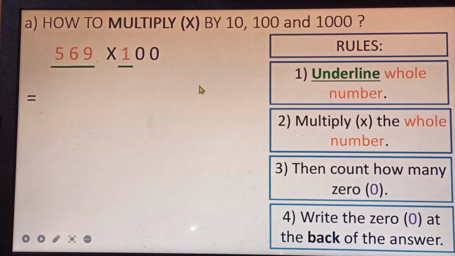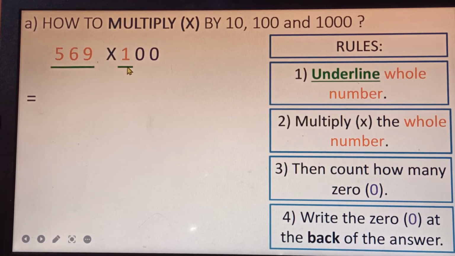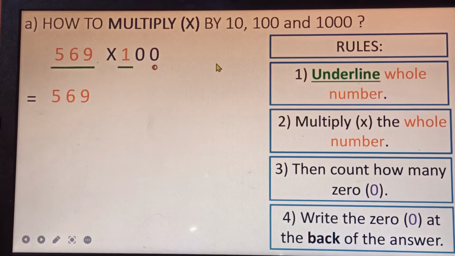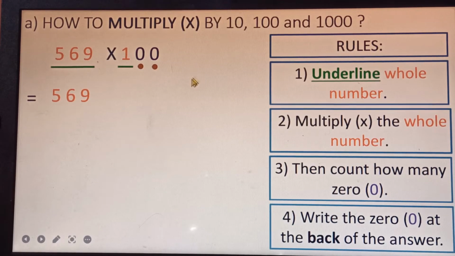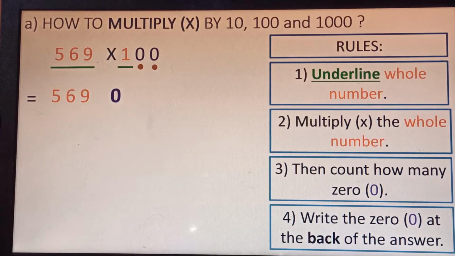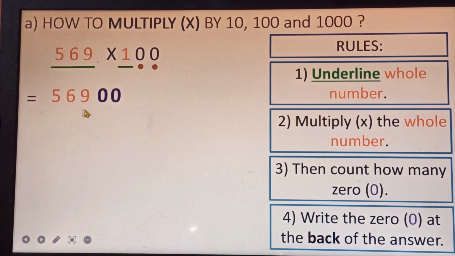And then next step, multiply. What is the answer? Yang whole number yang kamu garis, yang dimultiply. So the answer is yes, 569. It's the same answer. And count how many 0? Step 3. 1, 2. Isn't it? Ada lagi sini? Tiada di belakang sini 0. So no need. So how many 0 you put here at the back of the answer? 2. From ones, dari ones teacher susun zeronya. And another one ke depan, 2 zeros. And the answer is 56,900.